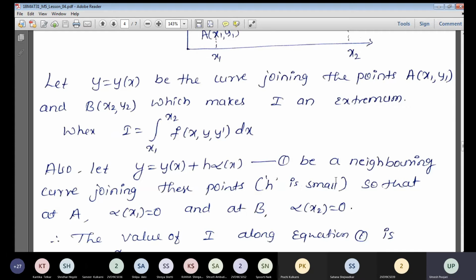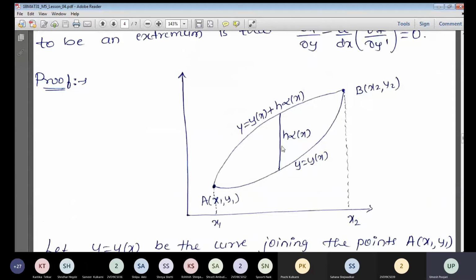The value of h is very small and alpha(x) is some arbitrary function of x, so that at the point A, alpha(x1) equal to 0 and at the point B, alpha(x2) equal to 0. Why have I written alpha(x1) equal to 0 at the point A and alpha(x2) equal to 0 at the point B? You can see here this distance is nothing but h into alpha(x). So here the distance is h into alpha(x).